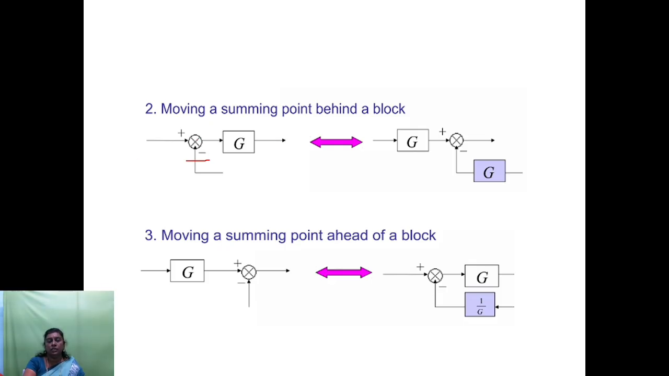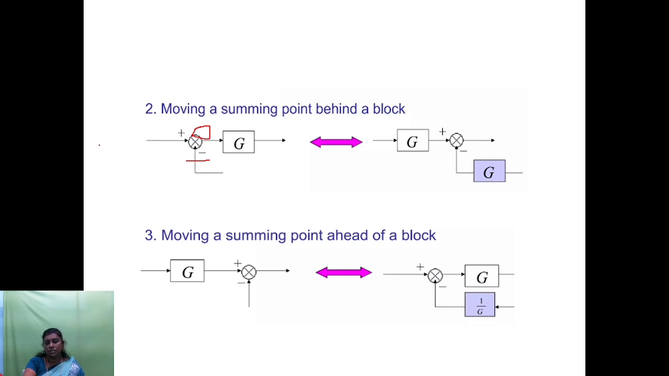In this case, how we can move the summing point behind the block: whatever output we get after the summing point is multiplied with the gain G. Suppose you are moving the summing point behind the block, then whatever signal we are summing up with at the summing point will not be multiplied with the G.